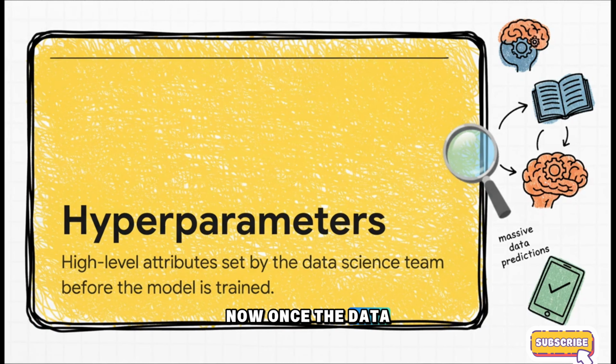Now, once the data is all split up, the data scientist has to set some ground rules. These are called hyperparameters. Sounds a little technical, I know, but think of them as the study strategy for the algorithm. It's like telling it how many times to review the material, or how complex its notes are allowed to be. These aren't things the model learns from the data itself. They're the rules of the game that are set in advance to guide the whole process.